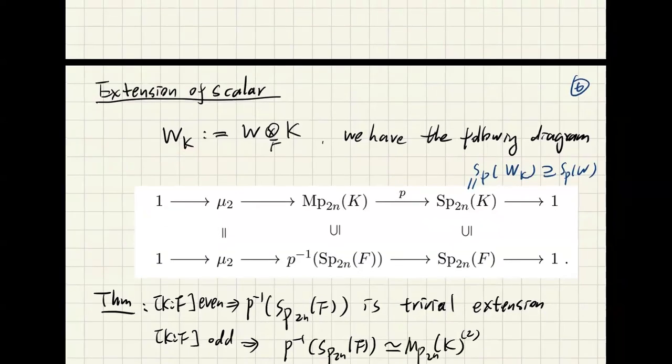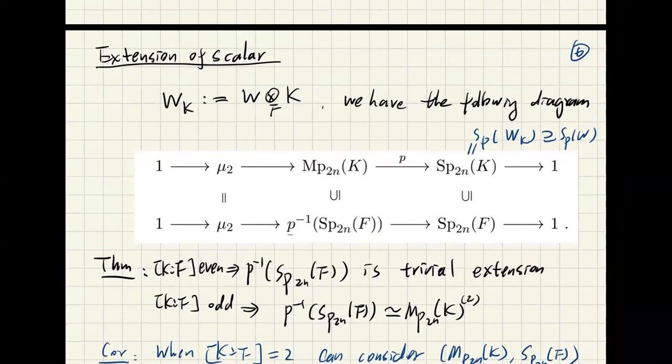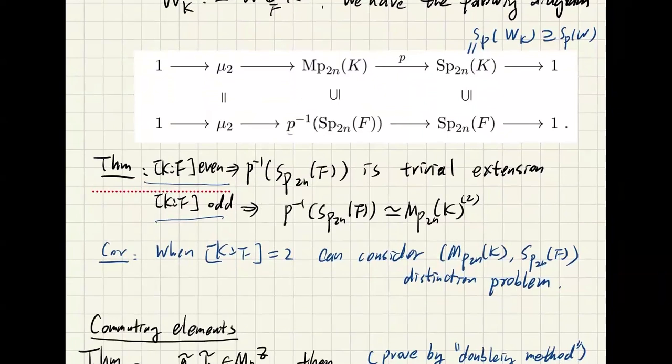Then you will also have a unique extension, but because this is a subgroup, we can try to look at the preimage. The fact is that when the extension degree is even, then the preimage is actually a trivial extension. When the extension degree is odd, then the preimage is actually the metaplectic extension of the symplectic group.